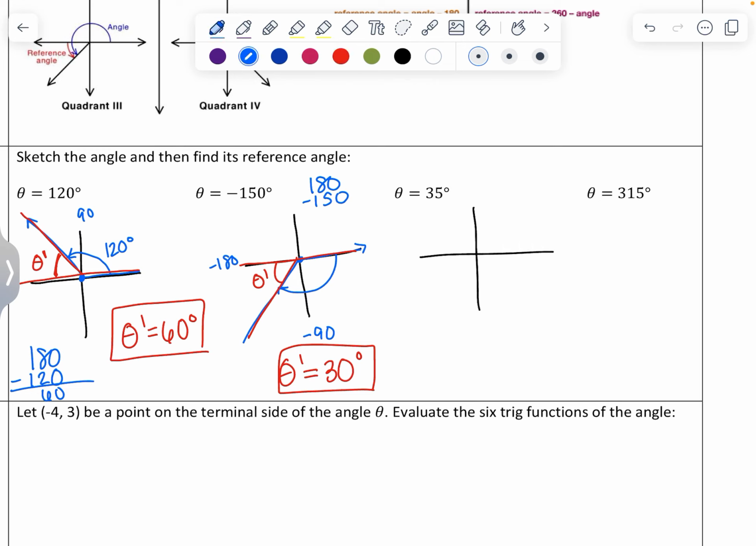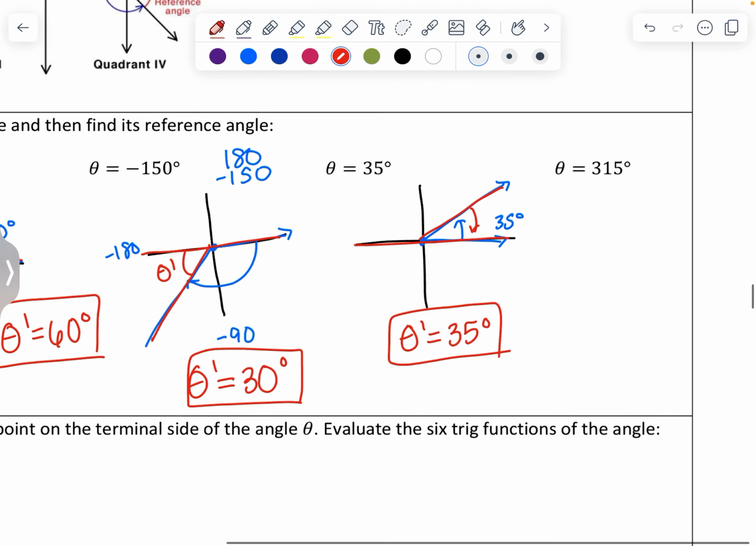35 degrees happens to be in our first quadrant. If we start right here, 35 degrees is just in our first quadrant, a little bit less than that, but right here. So if we are in the first quadrant, then your reference angle is equal to that angle because you are using the x-axis and the terminal side, and you go back to the closest x-axis, which would be where you started. So the reference angle for 35 degrees is 35 degrees. So you always want it to be less than 90. It's going to be positive.